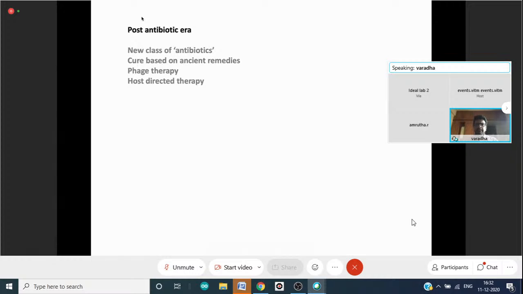The other area is something called phage therapy. Phages are viruses. These are viruses that kill bacteria. Now, if a bacteria is causing disease to us, can we not use the viruses that kill the bacteria to kill them?